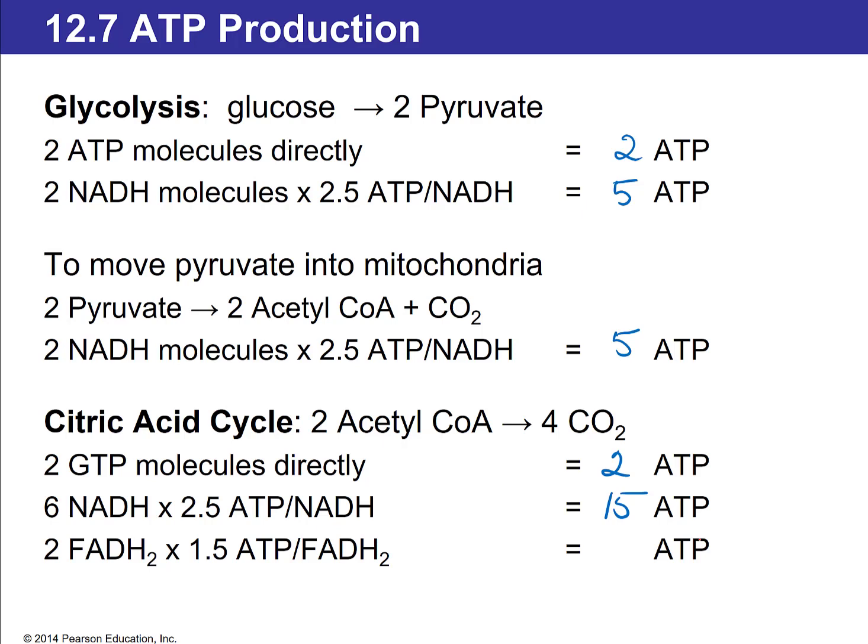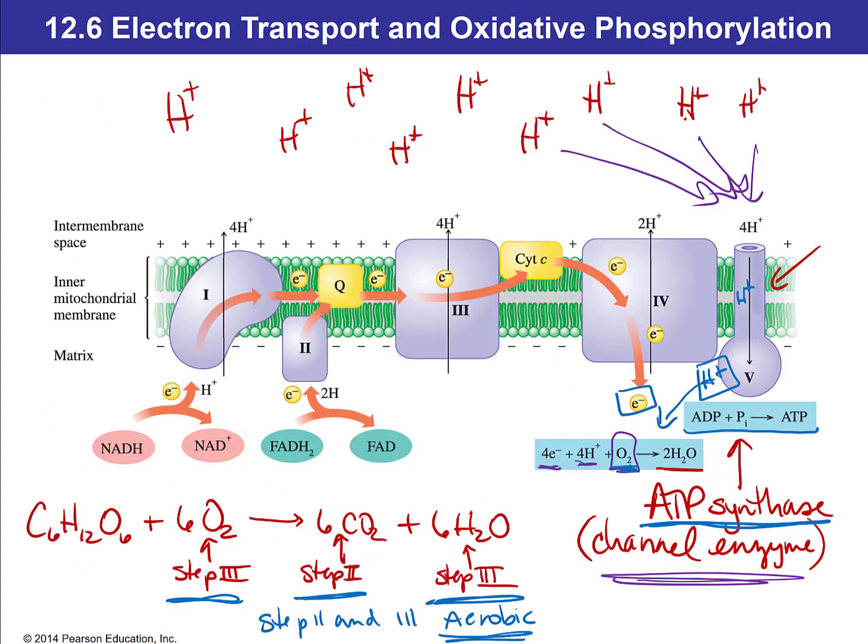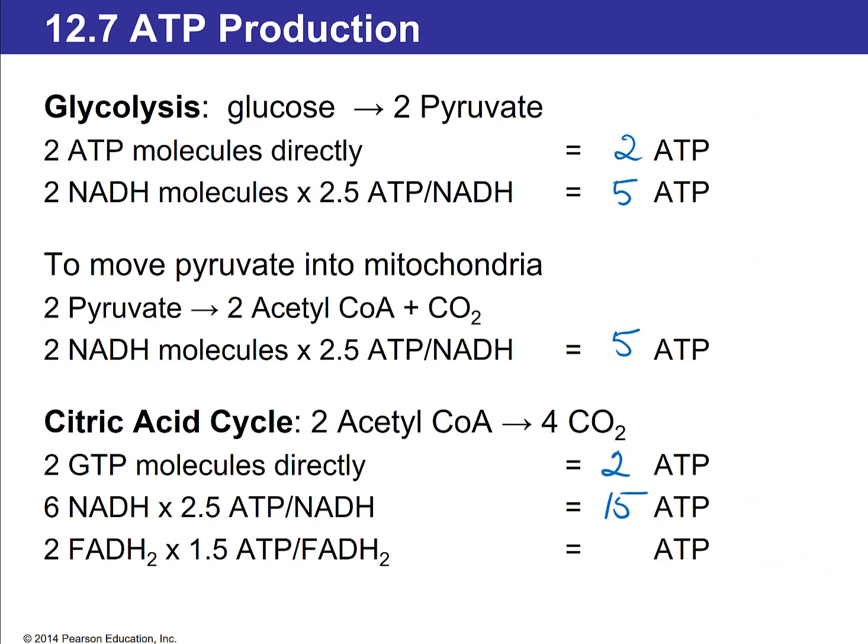FADH2, you make 2 of them because that cycle goes around 2 turns, 1 in each turn. So you only get 1.5 each. If you jump back one, do you see that FADH2 comes in later? You don't get as much ATP as you do from the NADH. So how many ATPs total? 3. So add those all up, and you get? So 1 molecule of glucose can make 32 ATPs.